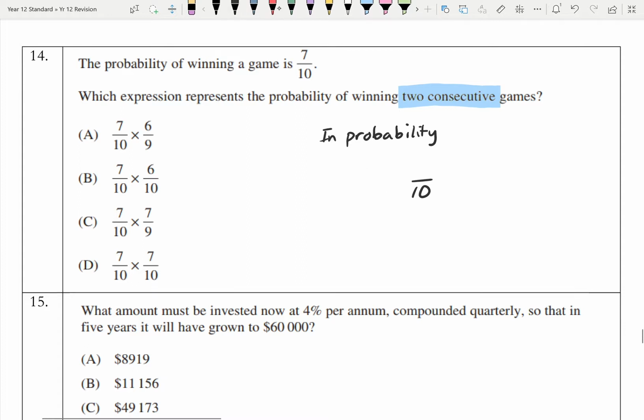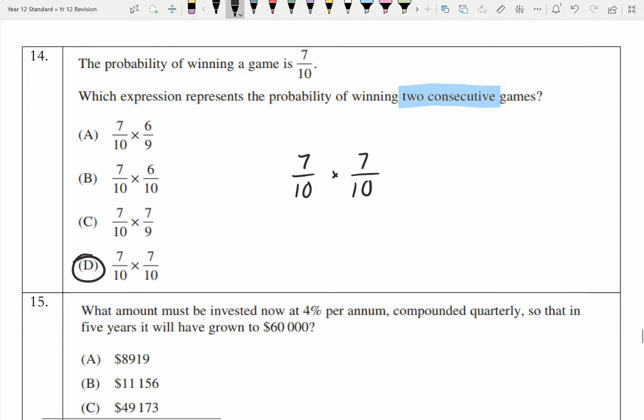Okay, so for this question, I have the probability of 7 out of 10 to win the next game, there's no more information here. There's nothing that tells me once I win one, my probability changes. It's not like the number of games, the number of players changes. It's going to be the same probability. So it should be 7 over 10 times 7 over 10.